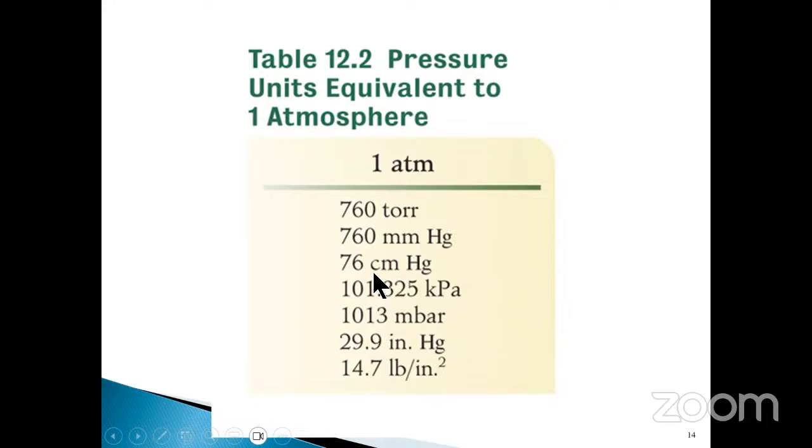And then you have some other units. You have centimeters of mercury, you have kilopascals, you have millibar, inches of mercury, which is oftentimes what you see in weather forecasts, all right? If you pull up any weather forecast online, when they mention the barometric pressure, which is the same thing as the atmospheric pressure, you'll see that it's quoted in inches of mercury, all right? And then you have pounds per square inch, which is used very often in engineering, I know for sure. So that's another unit of pressure.